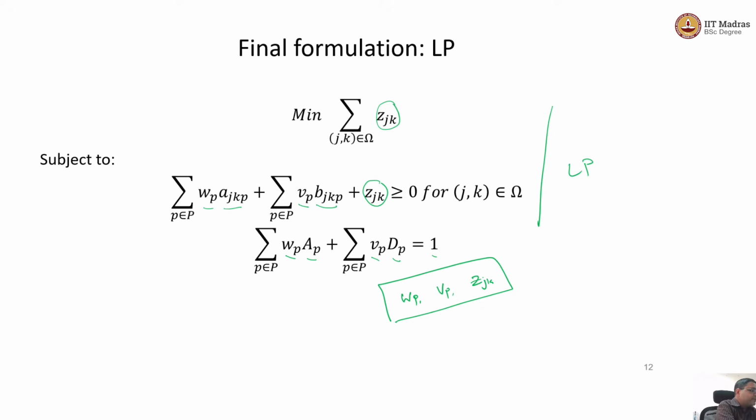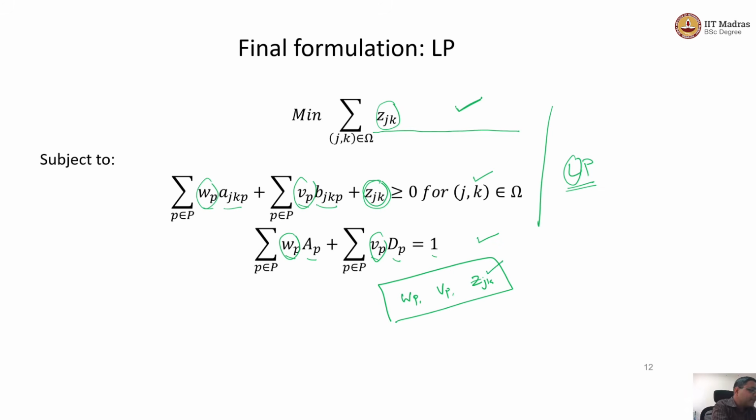Notice that in terms of these three decision variables, this formulation is actually a linear programming problem. Look at the objective function. The objective function is simply the summation of the ZJK values, so it's a linear function of ZJK. The constraints are linear functions of WP, VP and ZJK. Similarly, in the normalization, WP and VP are in a linear relationship. So this constraint is linear, this constraint is linear, the objective function is linear, and therefore this problem is a linear programming problem.